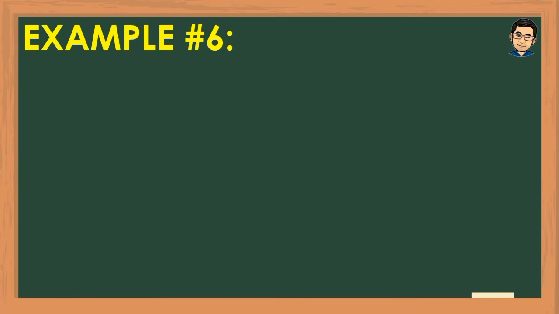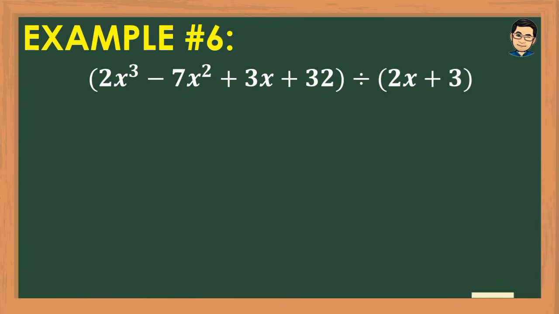So, let's have the last example. 2x cubed minus 7x squared plus 3x plus 32 divided by 2x plus 3. So, ano po ang mapapansin natin dito? So, yung leading term natin is not equal to 1. So, yung numerical coefficient po ng ating leading term is 2. Okay, so, di-divide natin siya sa 2x plus 3 wherein yung first term natin, yung numerical coefficient niya is not equal to 1. So, 2 din po. So, let's divide.